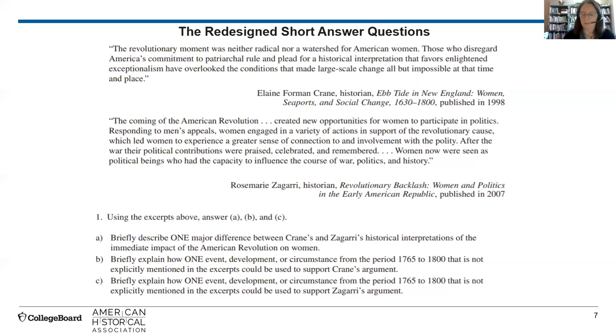It also kind of encourages students to think about history as not just a list of things that happened in facts, but interpretations and the stories that we tell about the past. Next slide.